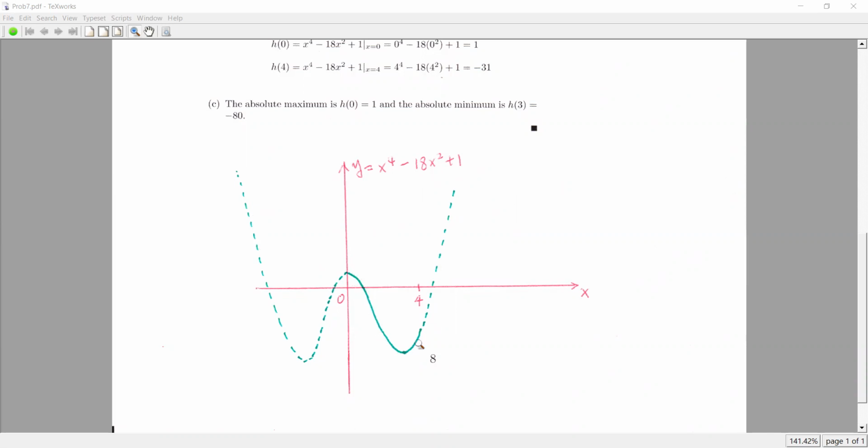About this portion of the graph, the highest point is this point, and the height of this point is 1. The location of the point is at x is 0. About this portion, the lowest point is this point. The height of this point is negative 80, and the location is x is 3. X is 3 is about here.